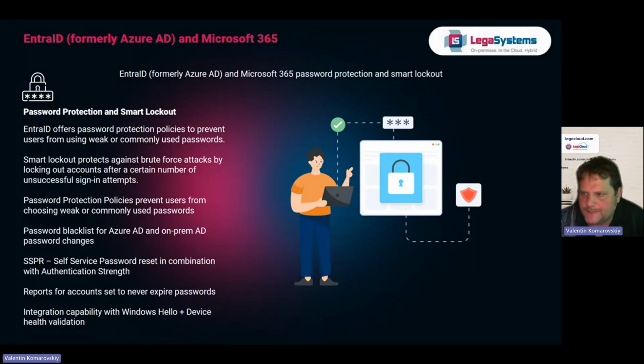Password protection and smart lockout. Password protection policies are policies that help prevent users from using weak or commonly reused passwords. There's also a password block list in Azure AD and on-prem AD where you can block users from using specific passwords like password !123 or anything that could be well known within your organization.